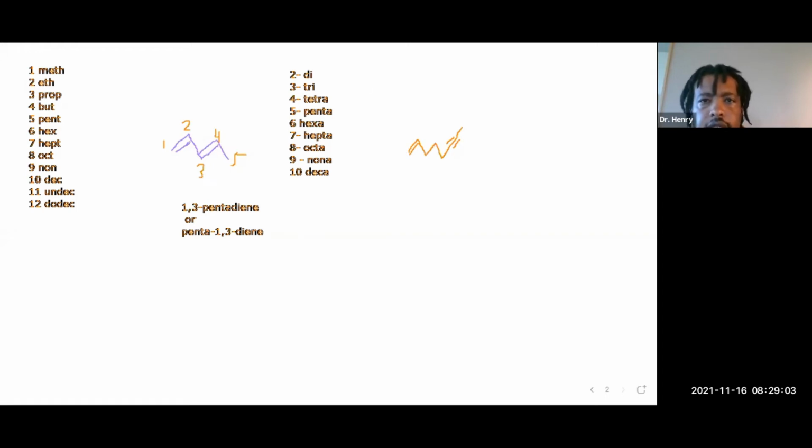So in this case, let's go ahead and number the carbons. Longest carbon chain: 1, 2, 3, 4, 5, 6, 7, 8. Okay. Now we want to set it up so that the double bond has the lowest number compared to the triple bond, because we could have started counting from the left-hand side, or we could have started counting from the right-hand side.